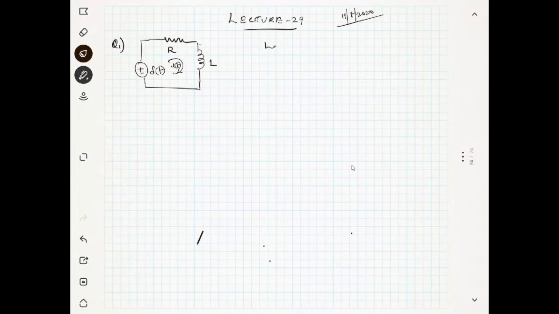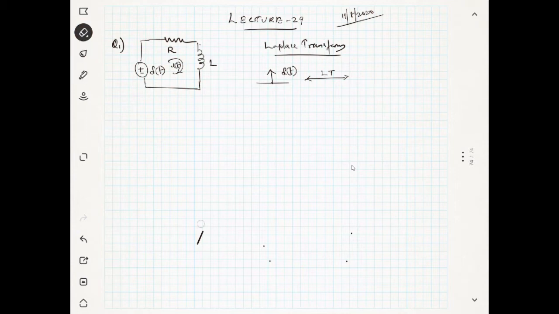I am going to use the Laplace transform approach here. What will be the current? You are giving an impulse input to this, and the impulse input has a Laplace transform. What is the Laplace transform of the impulse function? I have no idea, sir. The Laplace transform of the impulse function is 1. You have to remember this.